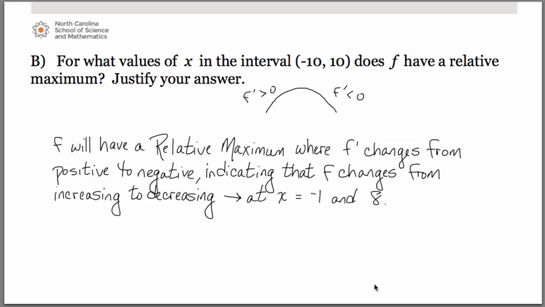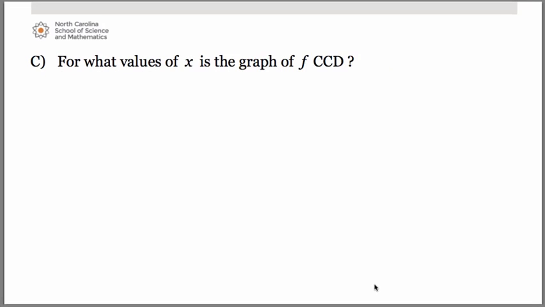Remember to be specific in terms of specifying whether you are talking about f versus f prime, and to make that link between what you're seeing on the derivative graph and what that tells us about the original. The last thing students were asked for were the values of x for which the graph of the original function f is concave down.